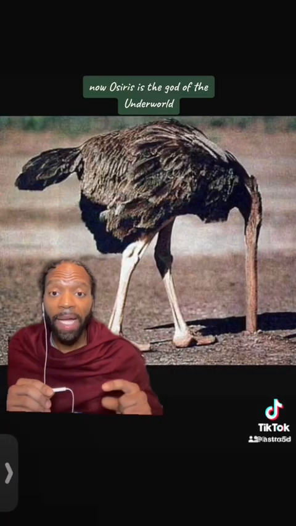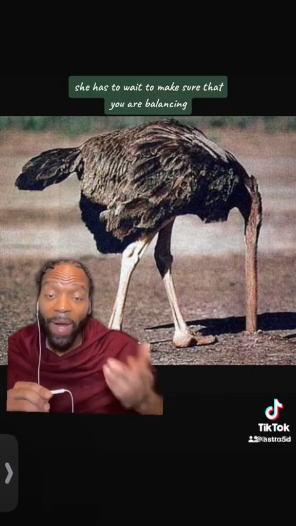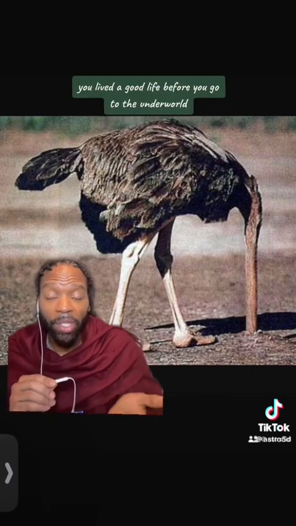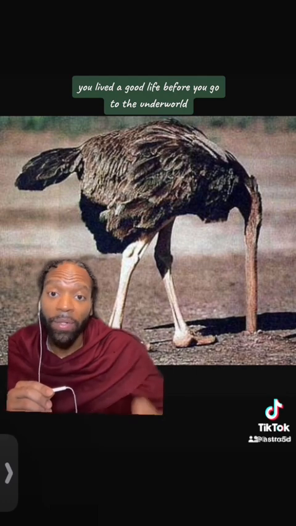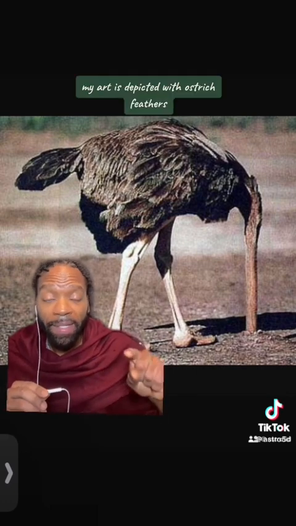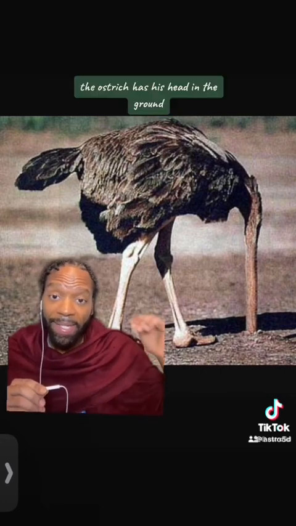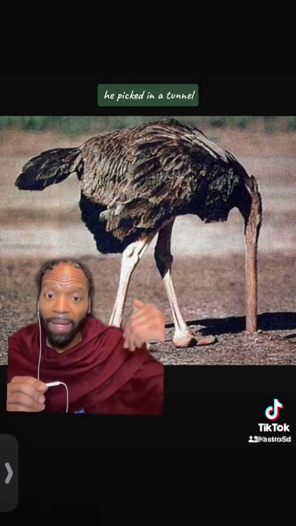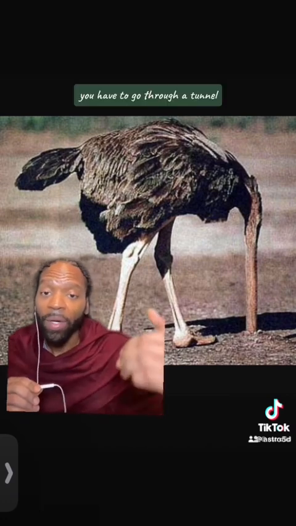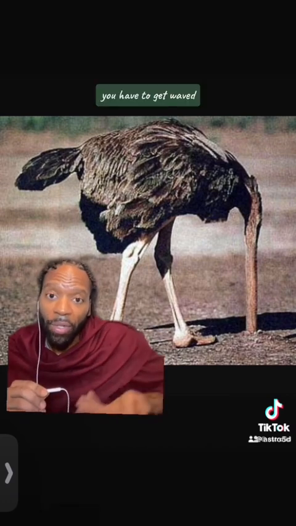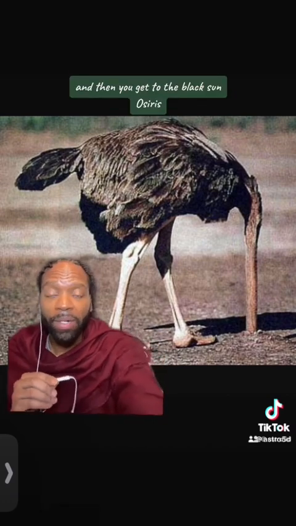Now, Osiris is the god of the underworld. You have to go through Ma'at. She has to weigh to make sure that you are balanced and you lived a good life before you go to the underworld. Ma'at is depicted with ostrich feathers. Here's the ostrich. The ostrich has his head in the ground, depicting a tunnel. You have to go through a tunnel. You have to get weighed, and then you get to the black sun, Osiris.